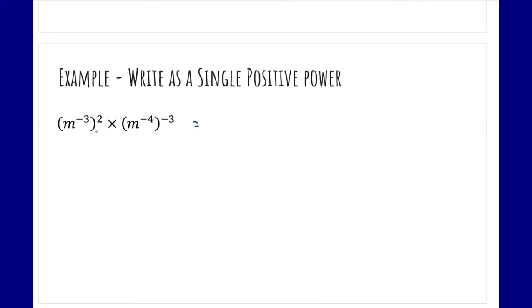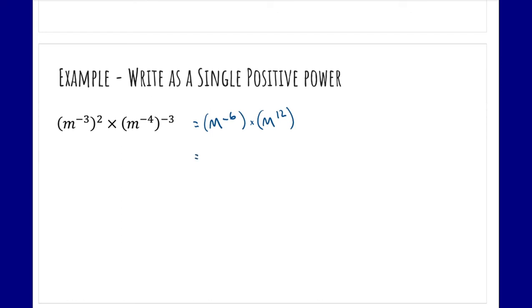So in this case, for the first one, we have a power of a power. So we multiply, so we have m to the power of negative 6. This is then multiplied by another power of a power, which we get m to the power of negative 4 times negative 3, which is 12.